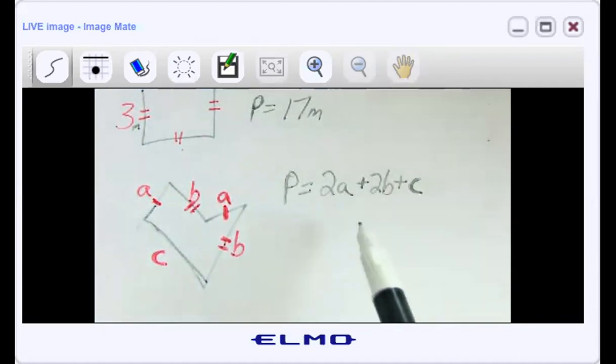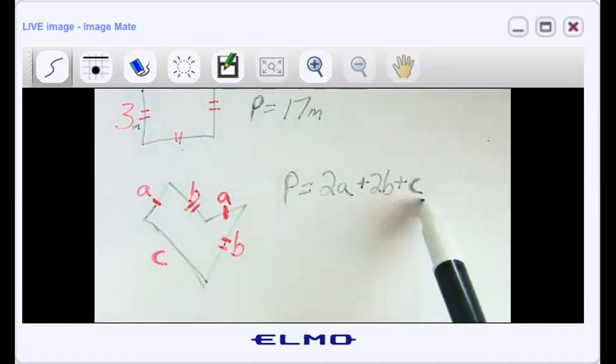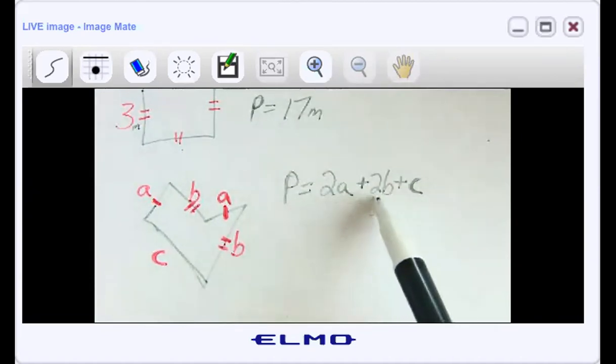So on your homework, there is one like this. You're going to have to type it into Delta Math, but you're going to do it exactly like that. You'll do 2a and then plus 2b plus c. And I'll just take it like that.